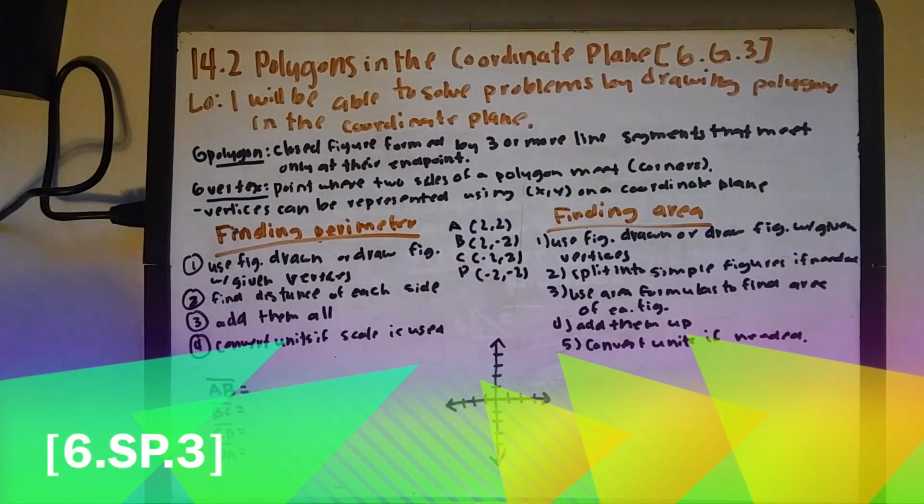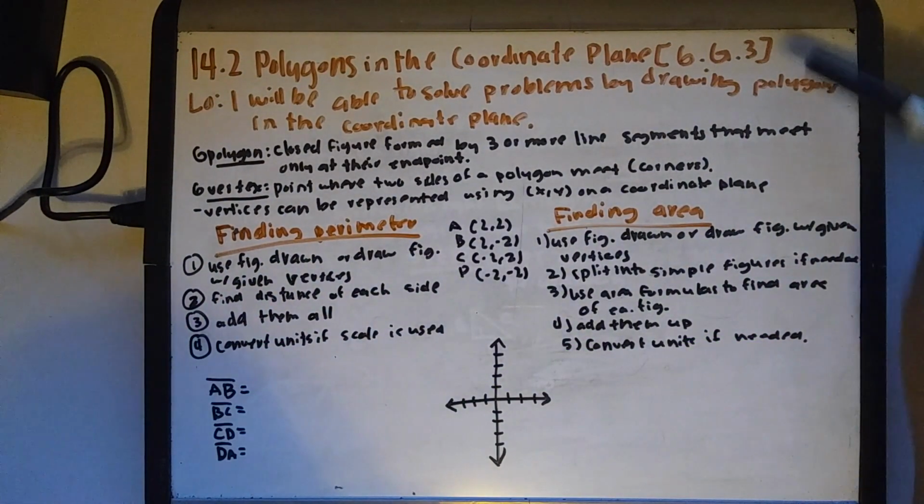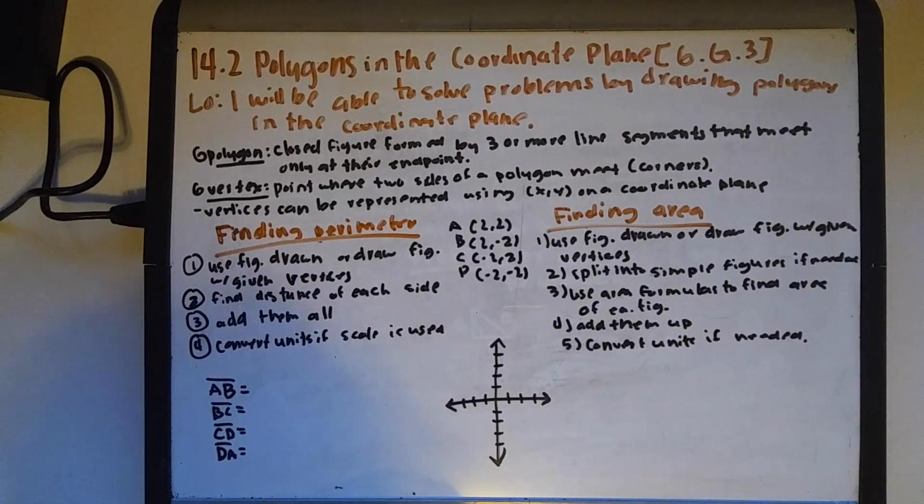Okay, it says 14.2 polygons in the coordinate plane. That's your standard, and your objective is to be able to solve problems by drawing polygons in the coordinate plane with 80% accuracy or higher, given your independent practice. Two vocabulary words: polygons are basically closed figures formed by three or more line segments that meet only at the endpoint. So they have to be closed.